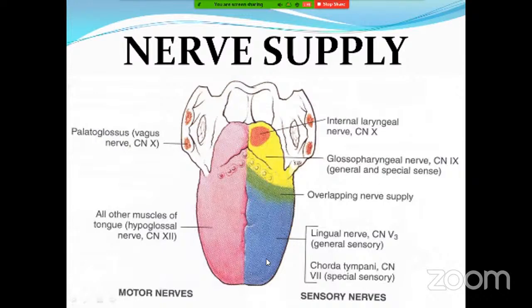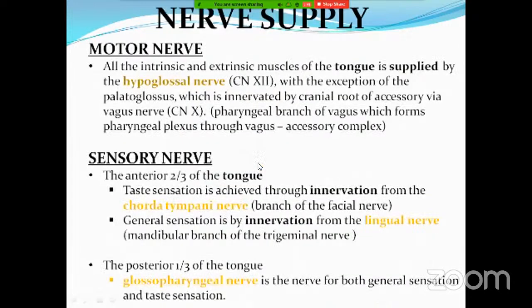See again, in sensory nerve supply for the anterior two-third, there are two nerves. One is the lingual nerve for general sensation and chorda tympani for special sensation. And for the posterior one-third, only one nerve for both general sensation and special sensation, that is the glossopharyngeal nerve. Again, come to the motor nerve. All the extrinsic and intrinsic muscles of the tongue are supplied by the hypoglossal nerve, that is the 12th cranial nerve, except palatoglossus, which is supplied by the cranial root of accessory nerve via the vagus nerve.